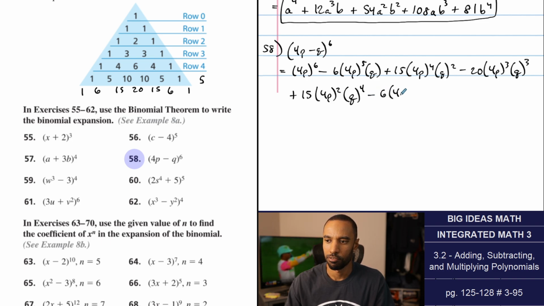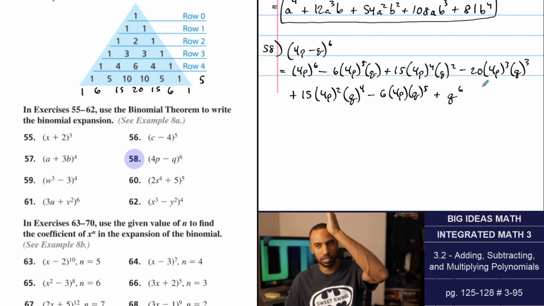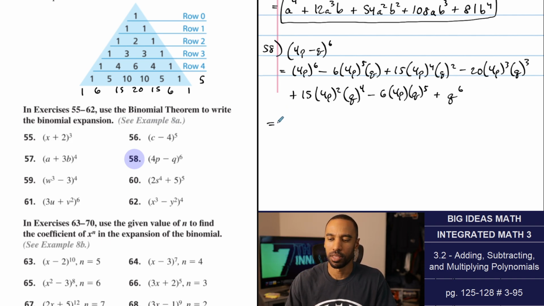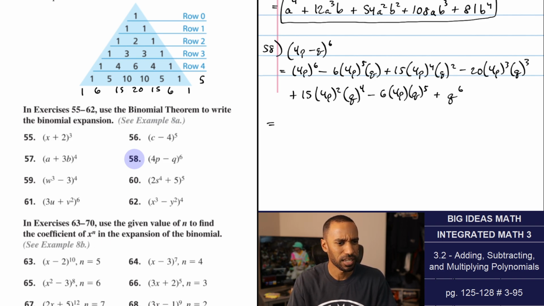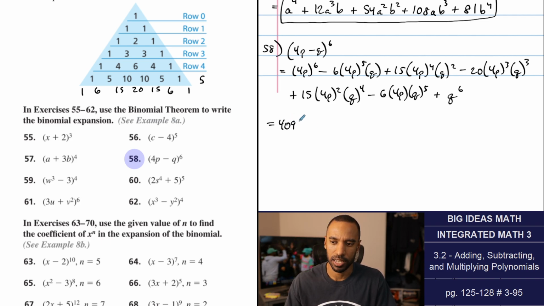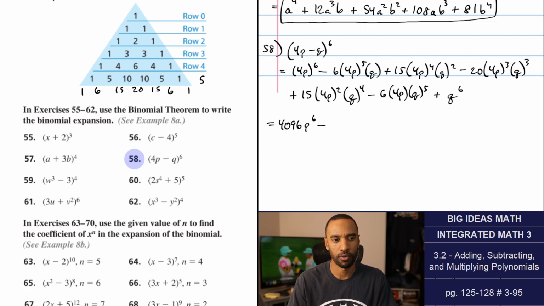All right, so 6, 4p to the first, q to the fifth, and then plus q to the sixth. That's a 1. Okay. 4 to the sixth. 4,096. Okay. So we got 4,096 p to the sixth minus 6 times 4 to the fifth. 6 times 1,024. I think that was that other number. 1,024.